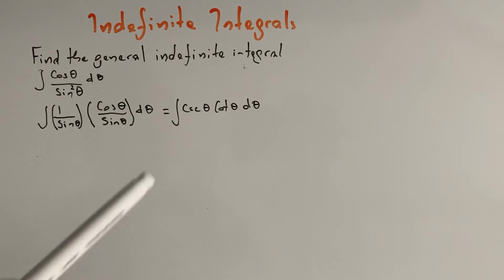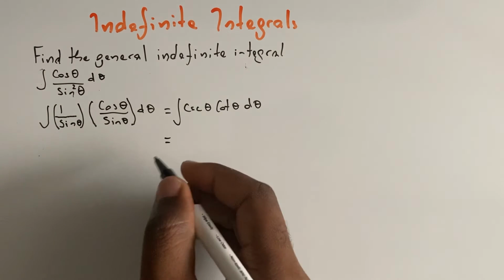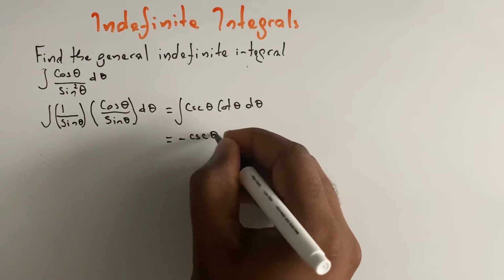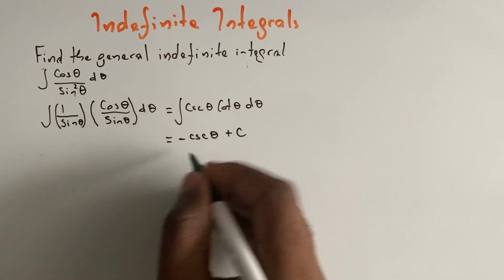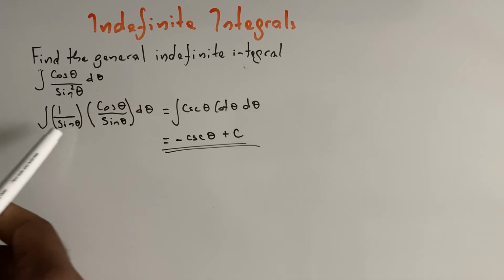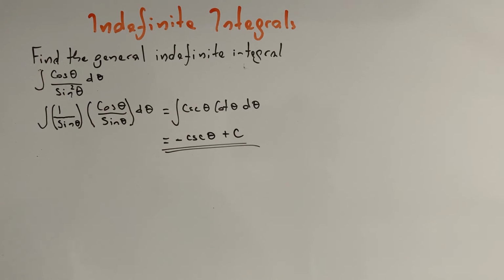And once you have this, you need to get the antiderivative of cosecant theta times cotangent theta. So you know this, according to the table, is just minus cosecant theta plus c. So this is the integral. That's how you get it. So these are indefinite integrals. Now remember, it's not definite, it's indefinite. You don't get to an actual value. That's why you have the plus c, by the way.